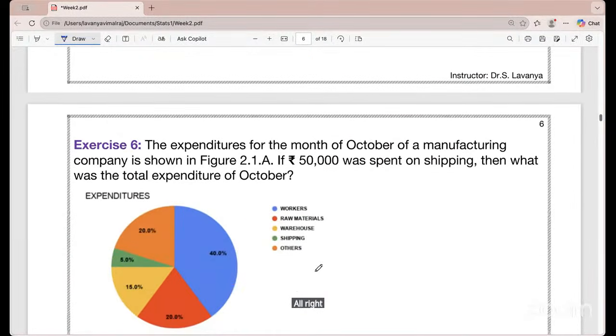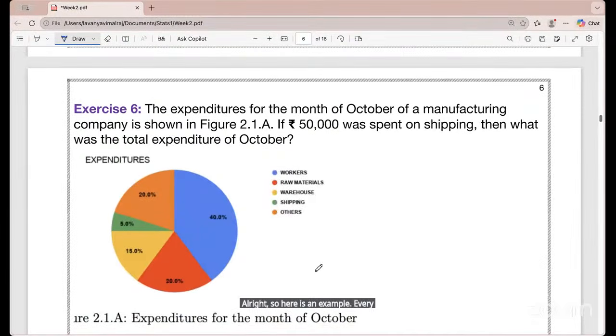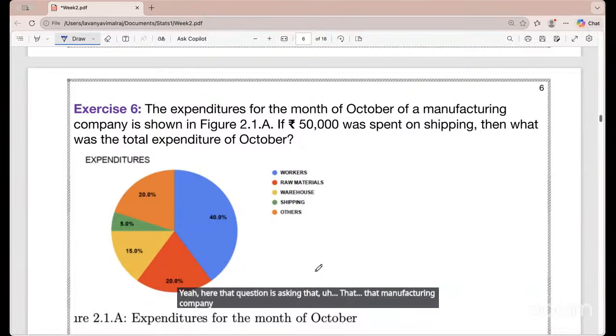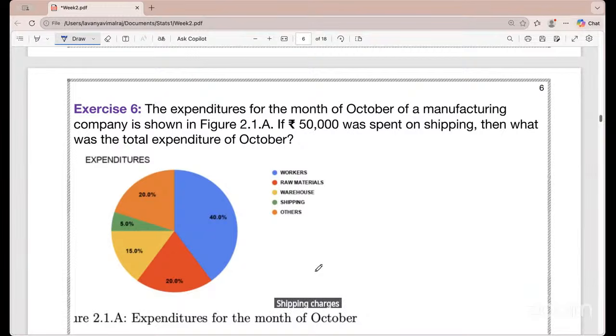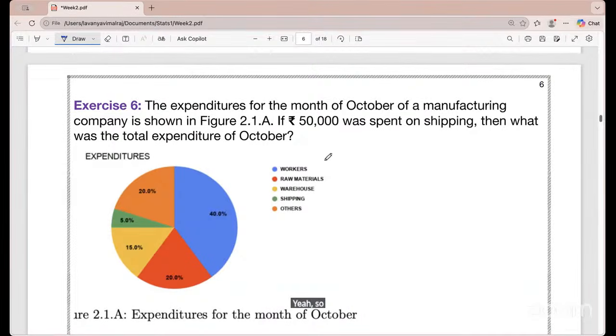All right, here is an example. Everyone go through this. Here the question is asking that a manufacturing company's expenditure for the month of October is around 50,000. Shipping charge is 50,000. So how do you find the total expenditure of October? How do you find this?